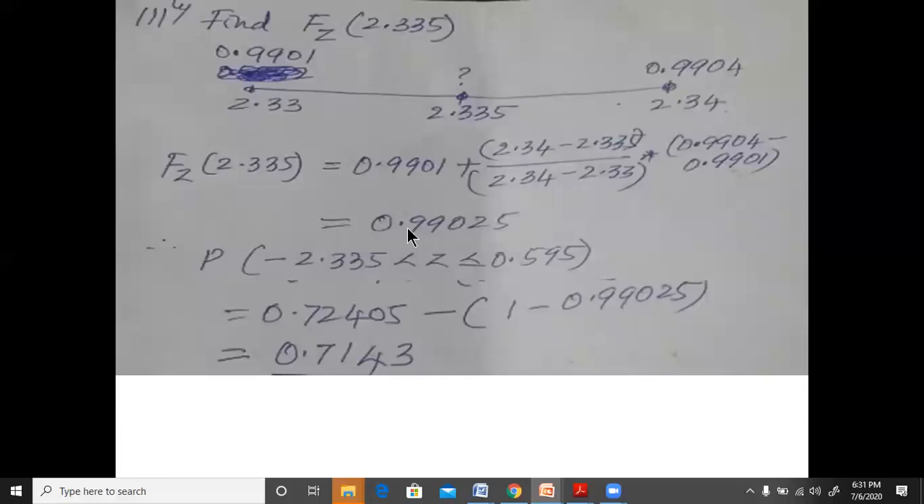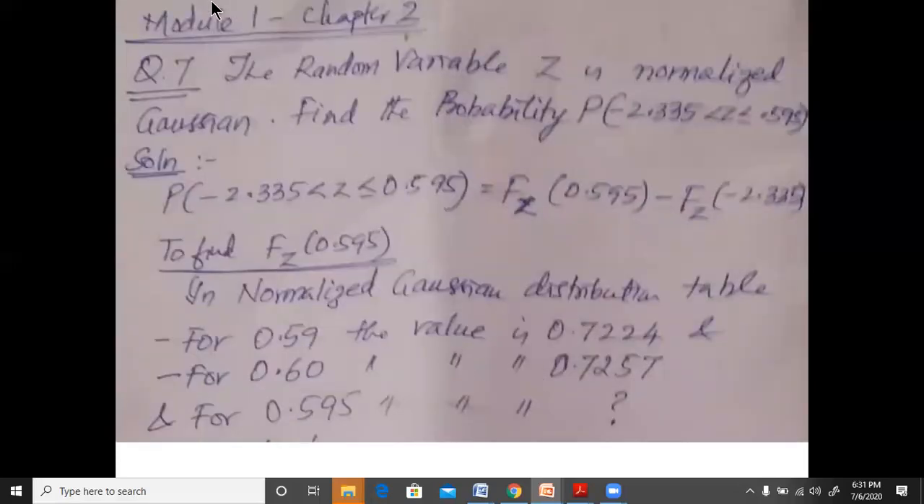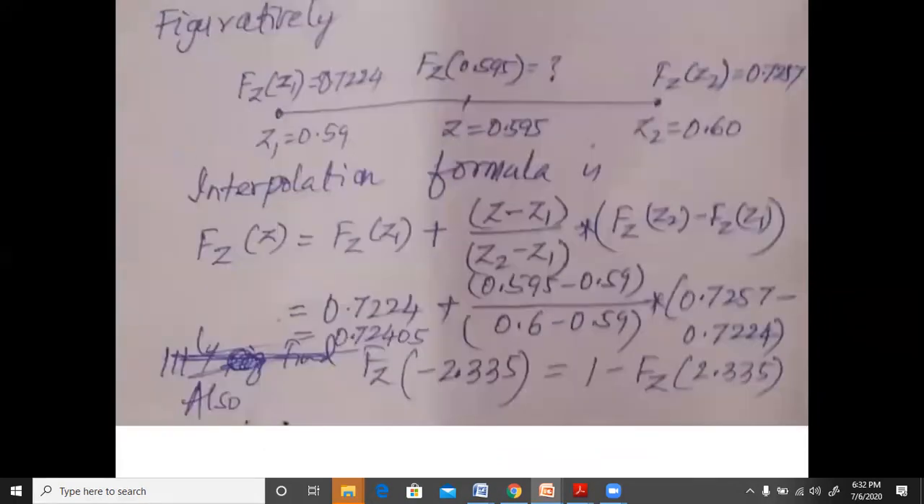So you'll get the value as 0.99025, right? So you just substitute there and you'll get the value, which is 0.7143. So what we have solved is question number 7, right? 5 and 6 by default become the Google Classroom assignment. You need to submit it.